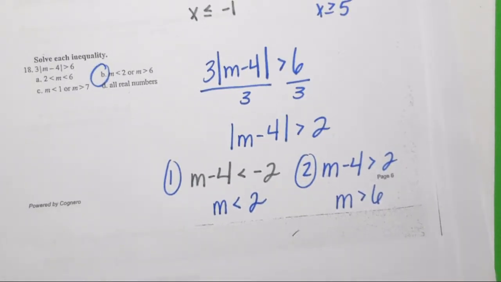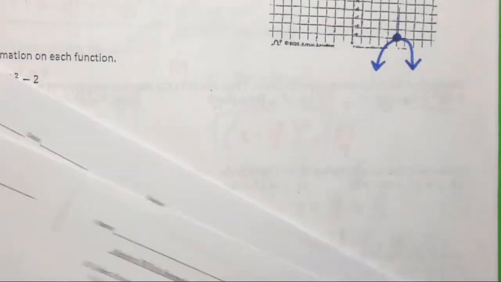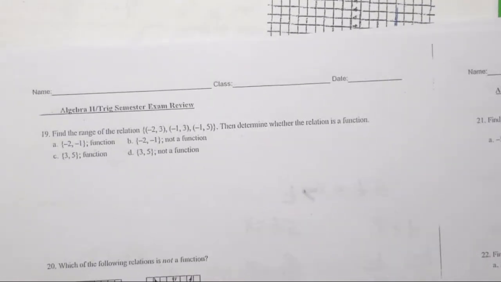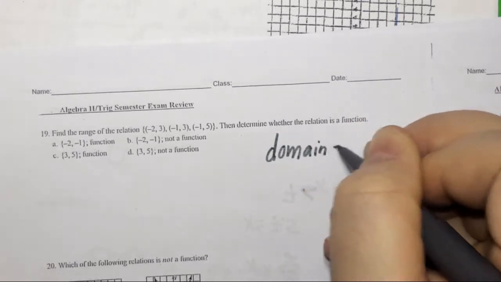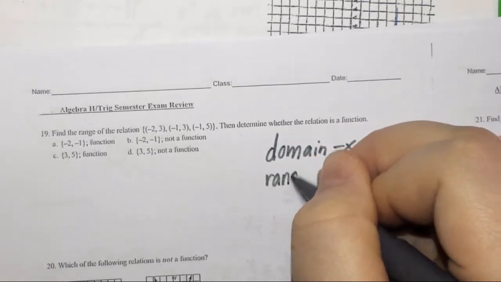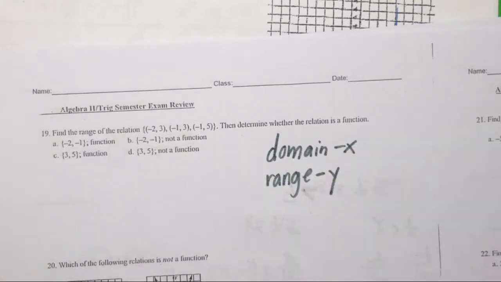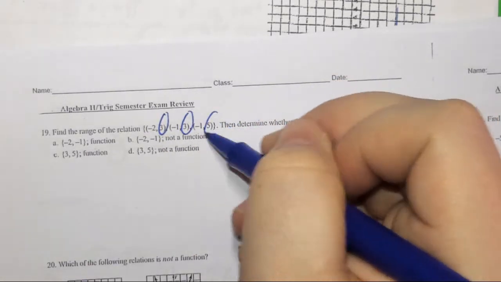Okay, then let's roll on 19. Is where first period almost broke my heart, but I'm sure you won't. It says find the range of the relation and then determine whether the relation is a function. What's range? X values or Y values? Yeah, range is supposed to be Y, and for some reason there were some in there who said X. Domain goes with X's. Range goes with y's.